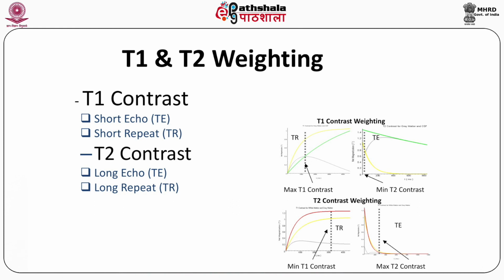short T2. On the other hand, on T1 weighted image, the tissues having short T1 will be brighter than the tissues having long T1. For example, fat would be brighter on T1 weighted image. On the other hand, fat would be darker on T2 weighted image. CSF would be darker on T1 weighted image and brighter on T2 weighted image. So this is how we get the T1 weighted image and T2 weighted image.